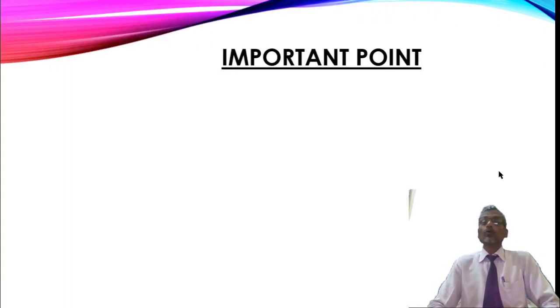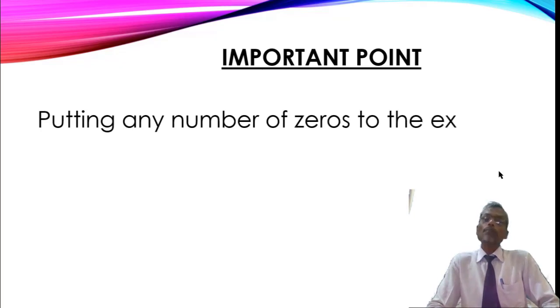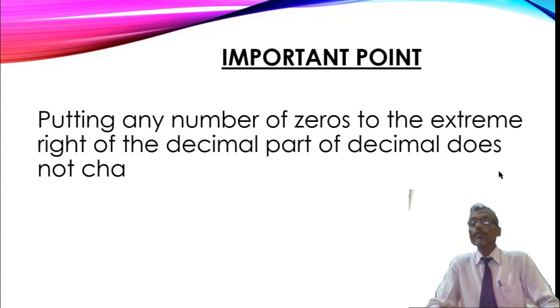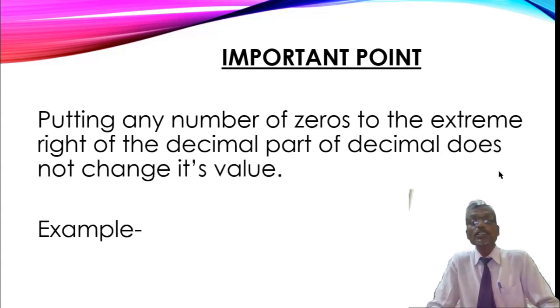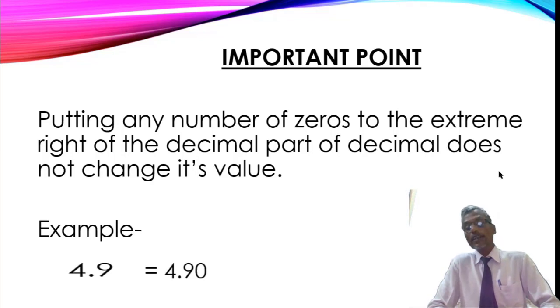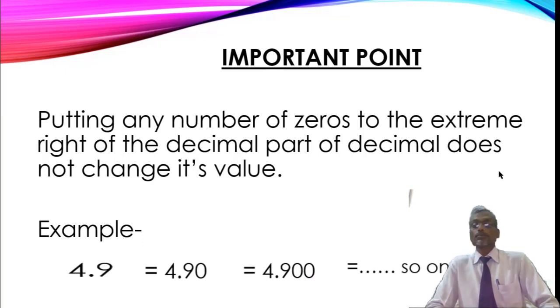Now, it's a very important point. You must remember it. Putting any number of zeros to the extreme right of the decimal part of a decimal does not change its value. For example, 4.9 may be written as 4.90, or it may be written as 4.900, and so on.